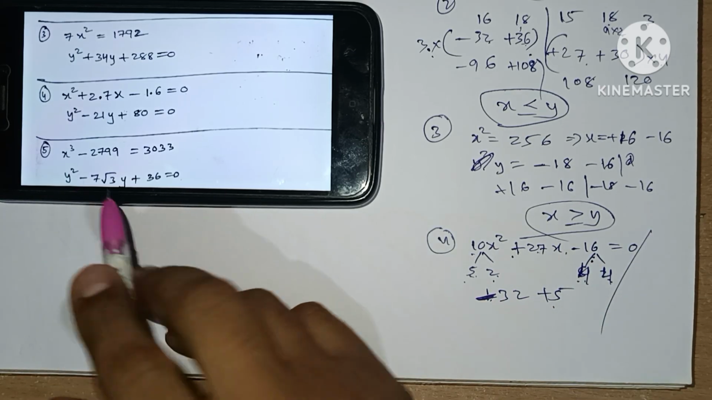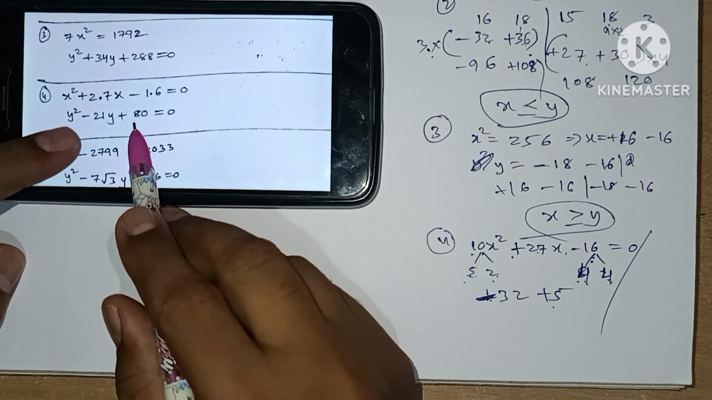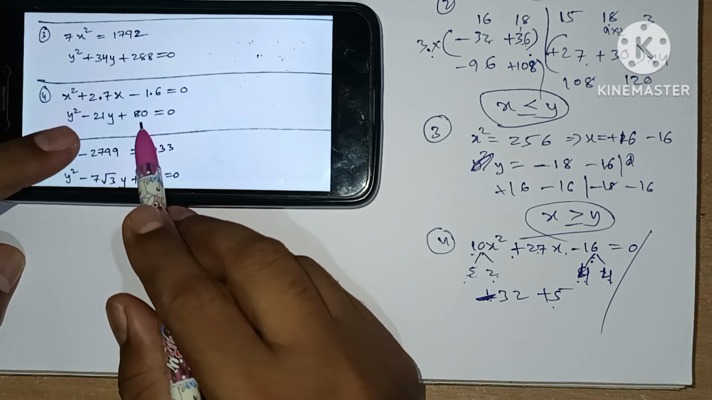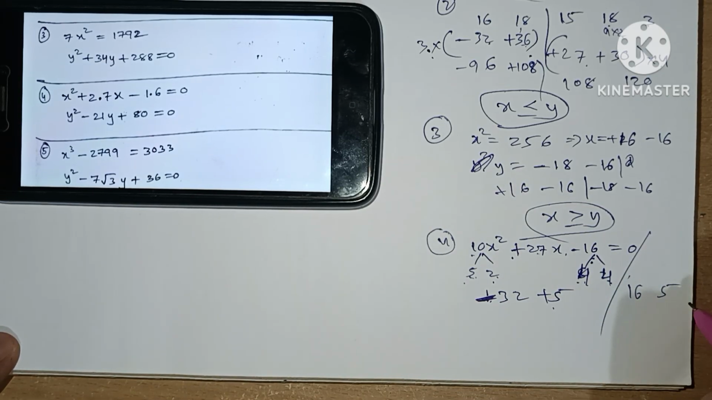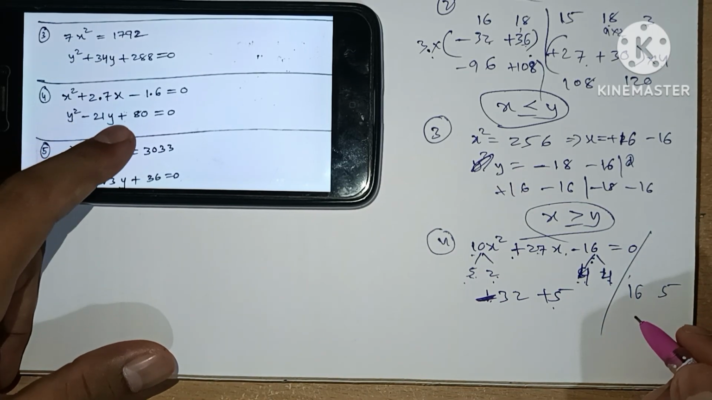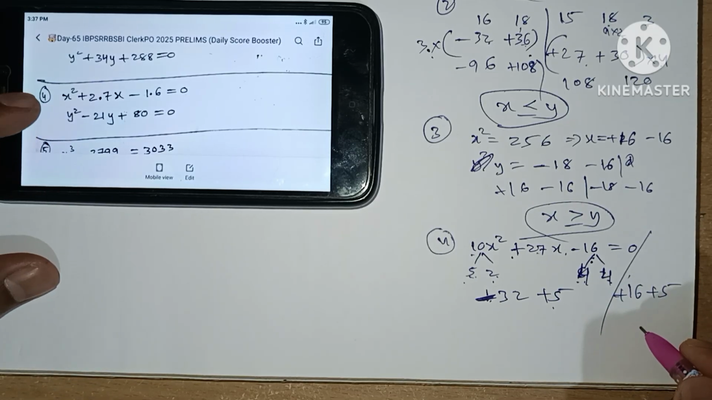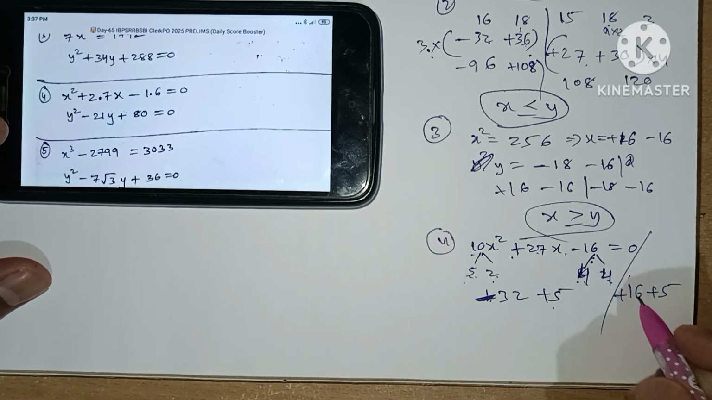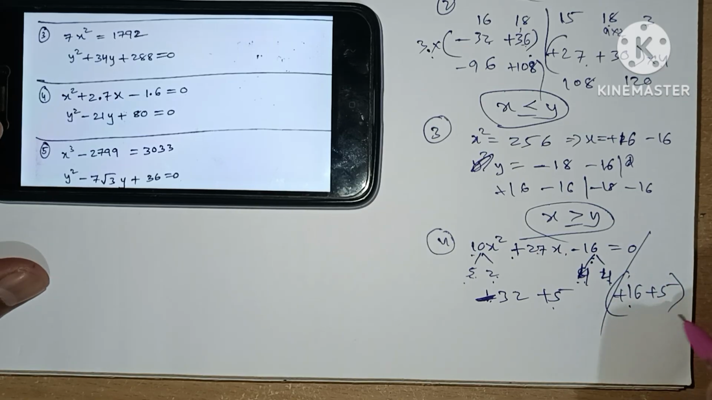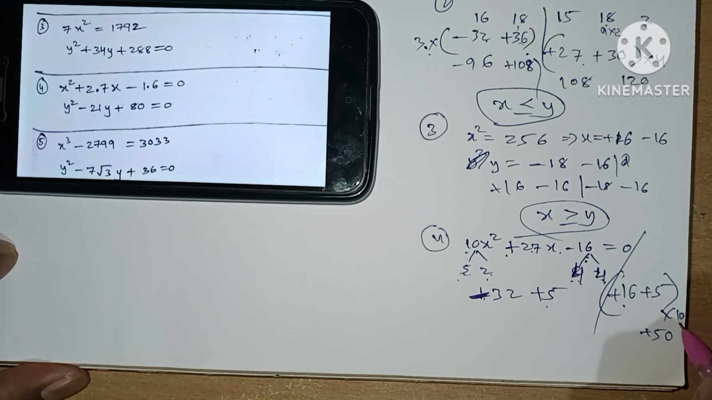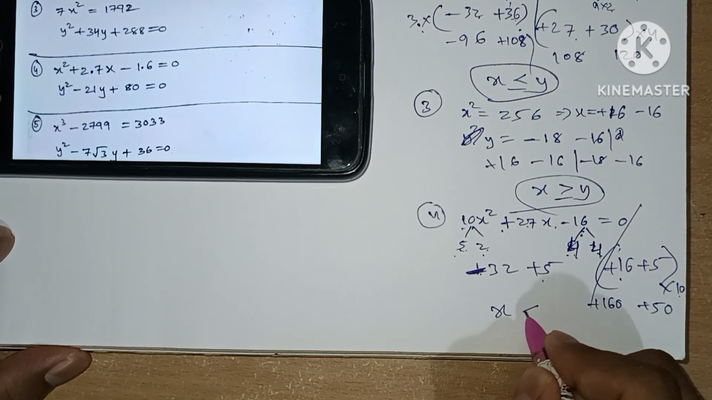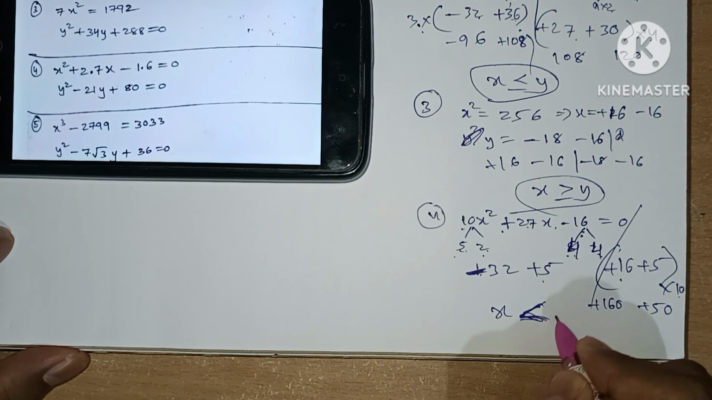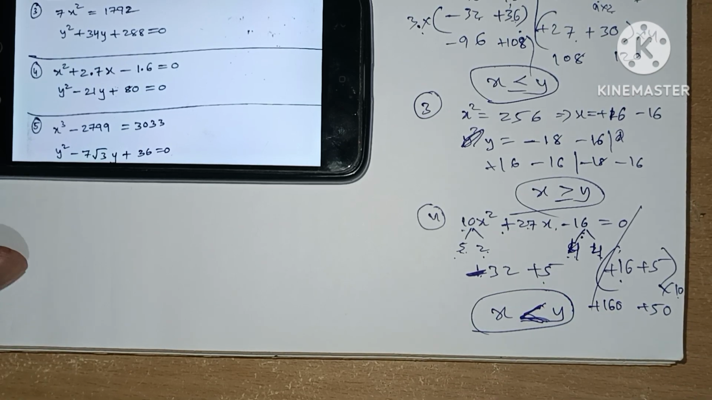And the second equation is y square minus 21y plus 80 equals to 0. So 80 means 16 5 times. So 16 5 times is 80. Sum of these two we get 21. Minus and plus means both the roots are positive. Here the base is 10. So we are making the bases equal by multiplying this with 10. We get plus 50 and 10 16 times 160. Now by comparing these two, it is clear that x is lesser than y. So this is the fourth question.